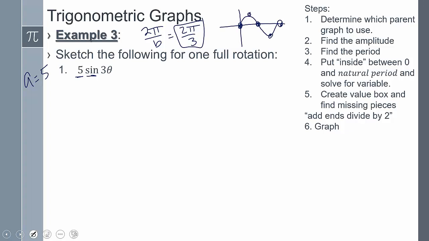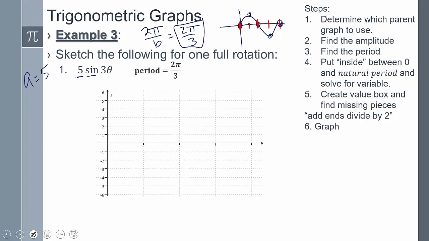But now I need to find what these x values are. I don't know what these x values are. I knew the old ones for the parent graph, 0, pi halves, pi, 3 pi halves, 2 pi. But I don't know what these new ones are. So I need to find them. And to find them, I'm going to take the inside of my function. So this is my inside. And I'm going to put that between 0 and 2 pi, or 0 and the natural period.